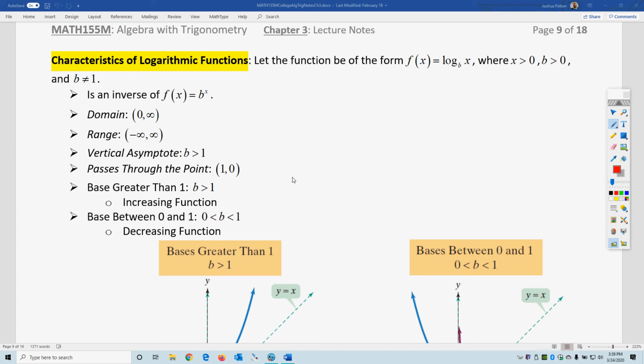Mr. Peldon, this is Math 155. This is Chapter 3, Section 2 on Logarithms. This is Part 2 of the video, the characteristics of logs and graphing them.